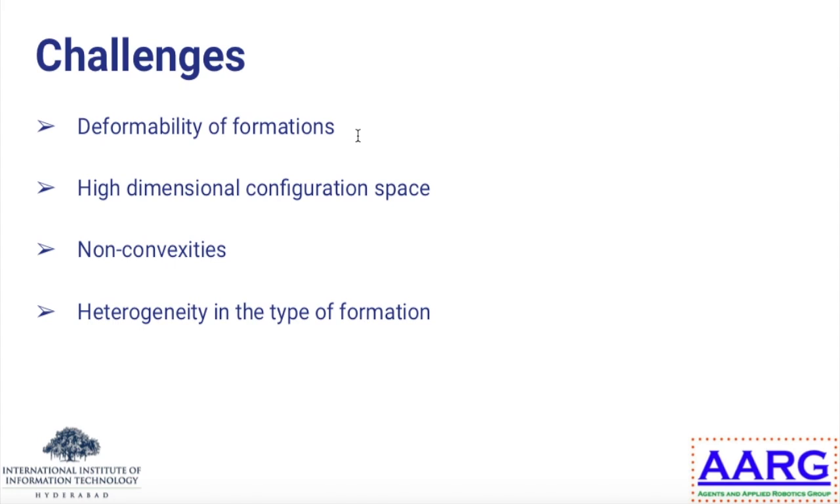Real-time collision avoidance for such systems is challenging due to the fact that A, we have to exploit the deformability of formations, B, high-dimensional configuration space of multiple formations, C, non-convexities in workspaces, and D, heterogeneities in the type of formation, as in the formation can vary in the number of robots, size, and deformability constraints. Moreover, existing solutions for navigation do not consider heterogeneous multi-formation collision avoidance.